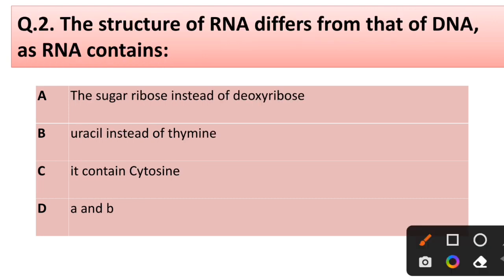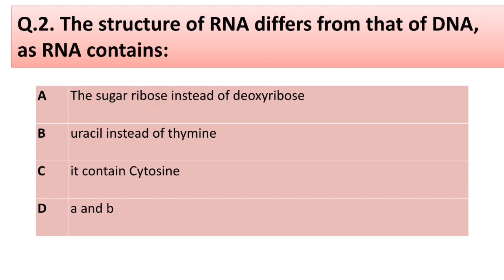Question number 2. The structure of RNA differs from that of DNA as RNA contains the sugar ribose instead of deoxyribose, uracil instead of thymine. It contains cytosine, or D, A and B. Correct answer is option D, A and B. RNA contains ribose sugar instead of deoxyribose, uracil instead of thymine.